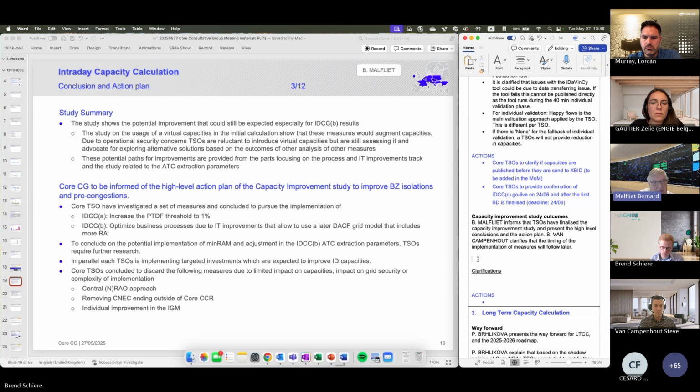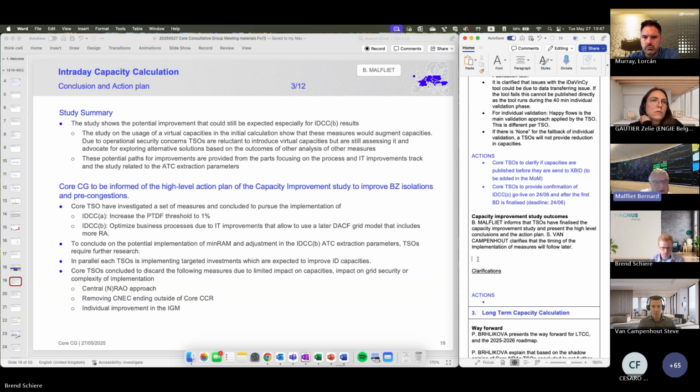And another thing in IDCCB is to optimize the business processes, thanks to IT improvements mainly, which allows us to use a later DACF model. And this later DACF model coming from TSCnet and Coreso, these later models include already more coordination, so more remedial actions. And the 15 to 20 minutes that we would win actually help quite a lot in increasing capacities, in reducing bidding zone isolation.